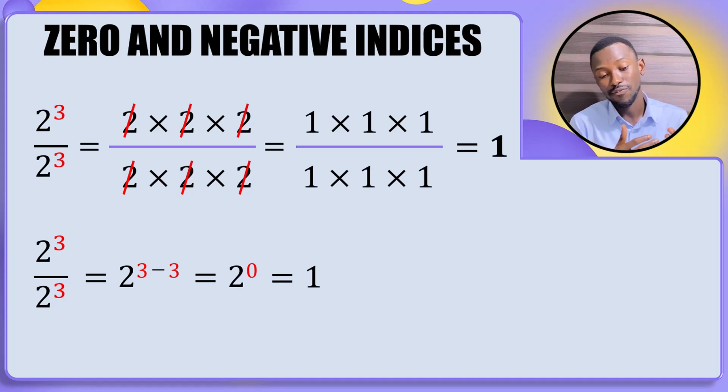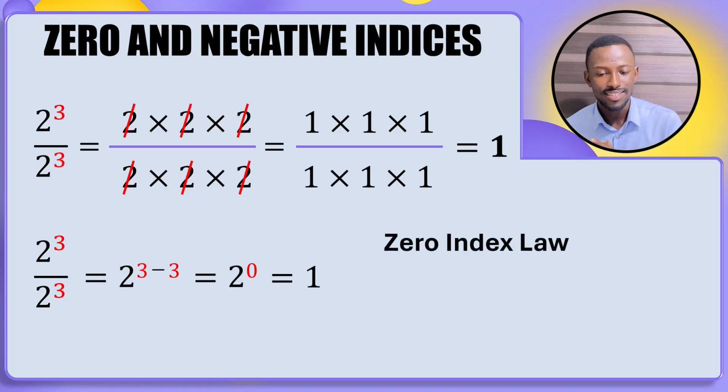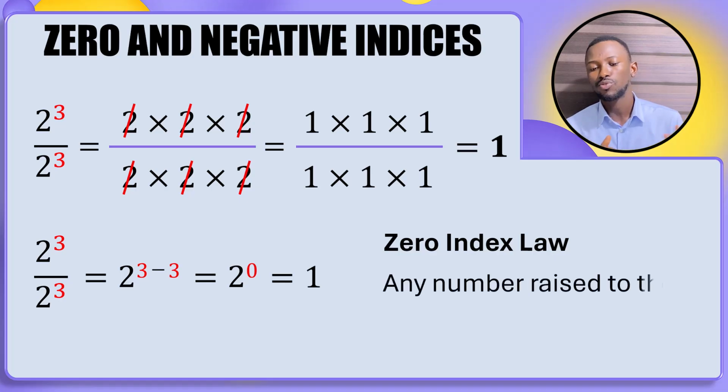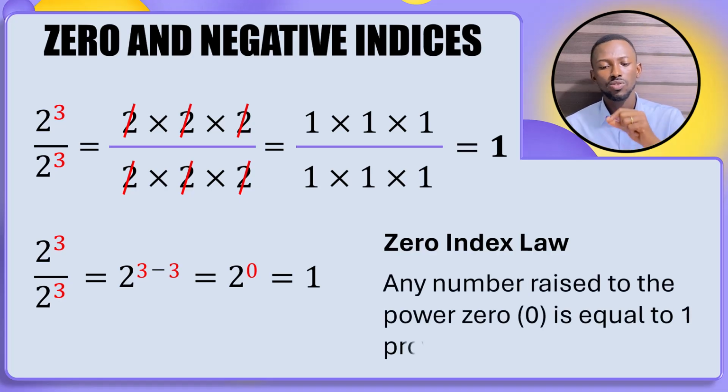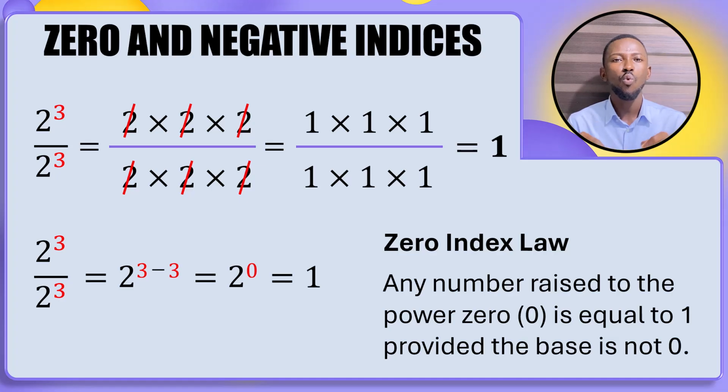And if you use the simple rule of indices, that's the second rule, when dividing numbers with the same base, you subtract the powers. For this, the powers are the same, so it ended up giving us 0. So any number to the power 0 is 1. So that is the zero index law. According to that law, any number raised to the power 0 is equal to 1, provided the base is not 0.